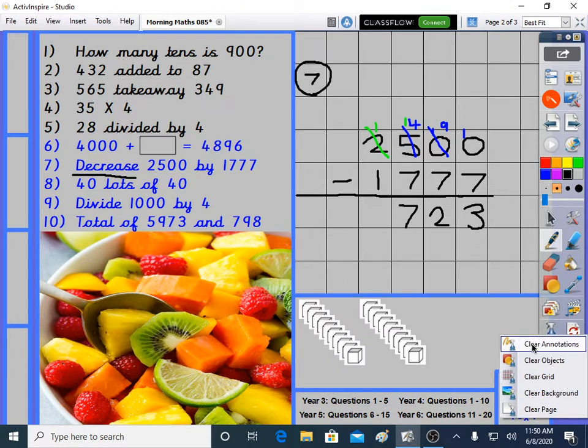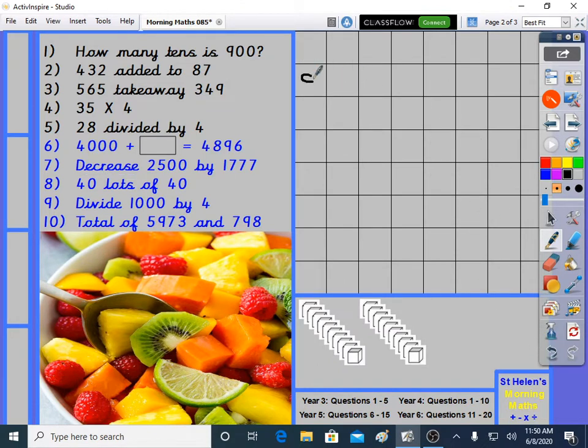And we are on question 8. 40 lots of 40. 40 times 40. I'm going to do this one with times tables in disguise. You could do it with grid, you could do it with standard method, but there's no real need. This one's quite easy, really. 4 times 4 in disguise. 4 times 4 is 16.